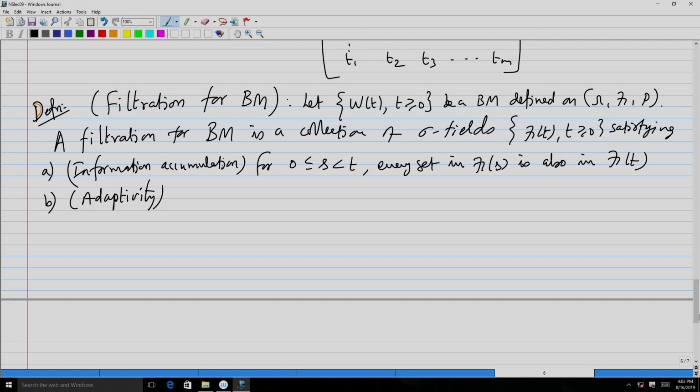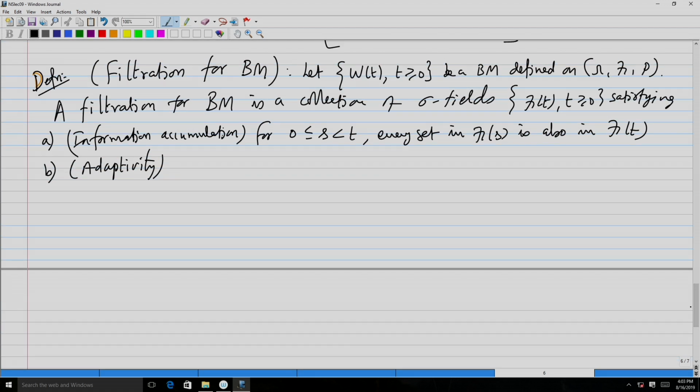The second is adaptivity, which means that for each t, Wt is Ft measurable, which means the information in Ft is such that we can determine the value of the process at time t. So, that is what Wt is, Ft measurable.